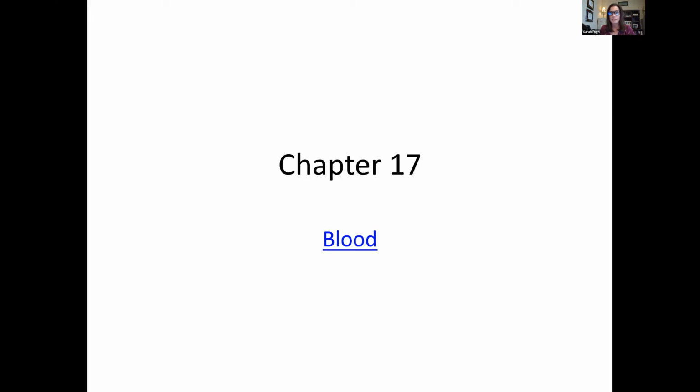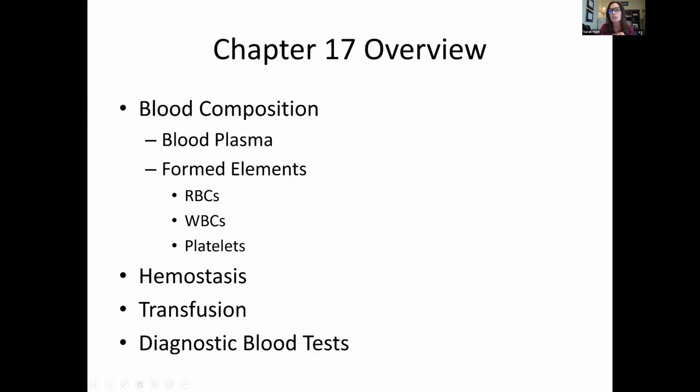So chapter 17 focuses on the blood. Chapter 18 focuses on the heart, and chapter 19 is all on vessels. So these three chapters go together really well. We're going to start off in chapter 17, talking about things like blood composition.